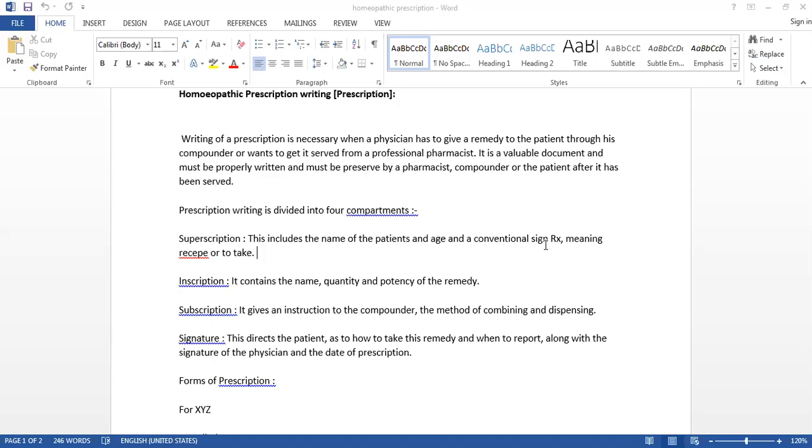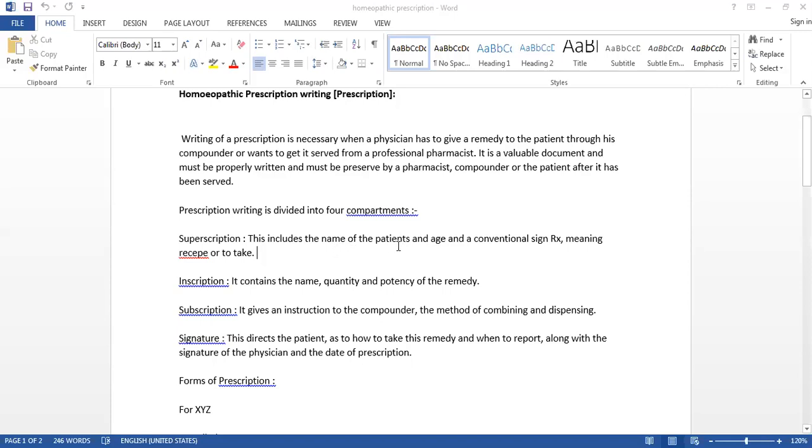So in this way, if it is older age or children, according to the susceptibility, we are giving the medicine. Lower the susceptibility, lower the potency; higher the susceptibility, higher the potency. And that's why we are writing the age here, and the name of the patient for identification.